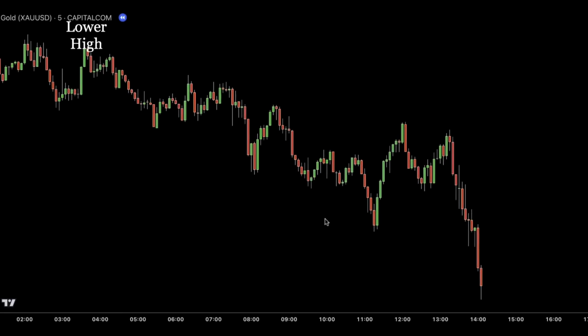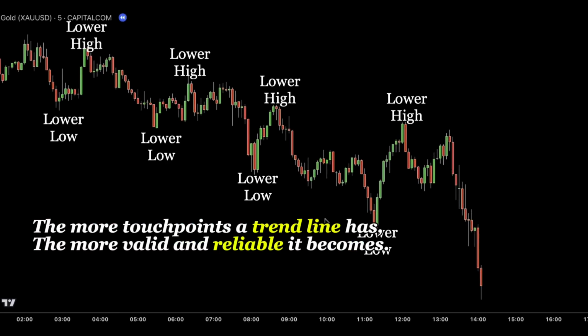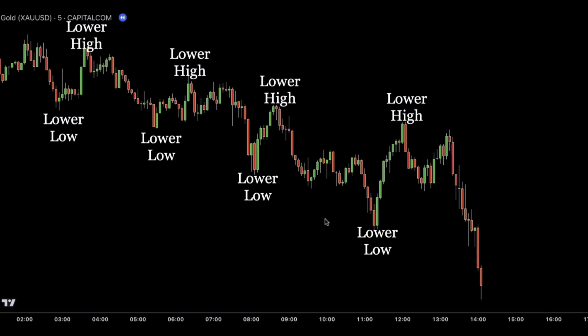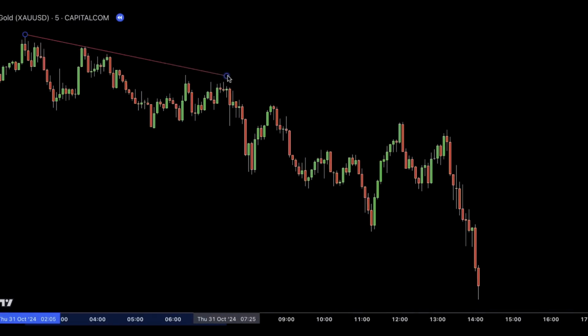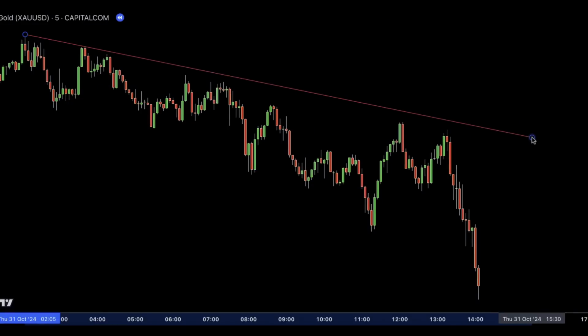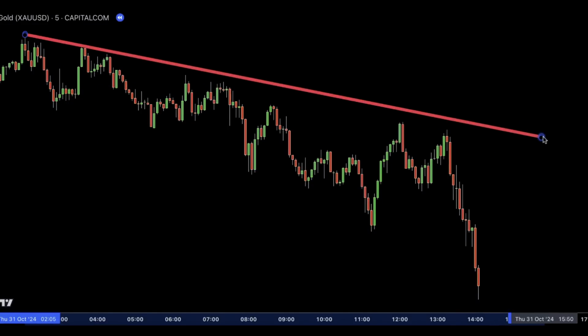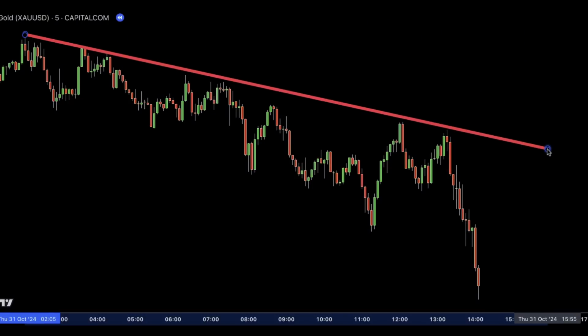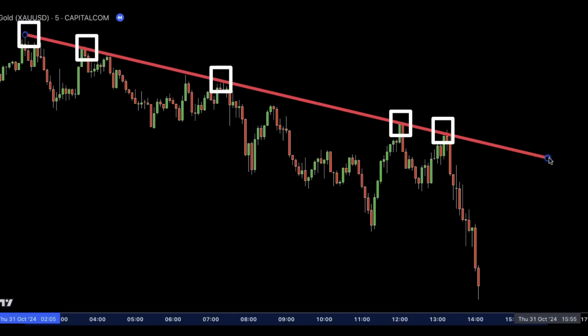In a downtrend, the market forms lower highs and lower lows. Here's how to draw a trend line. Identify the downtrend. Spot a series of lower highs and lower lows. Place the trend line above the price and connect as many touch points as possible. Adjust the line so it captures the overall flow of price action. Don't stress about making it perfect. The goal is to draw a line that reflects the market structure.